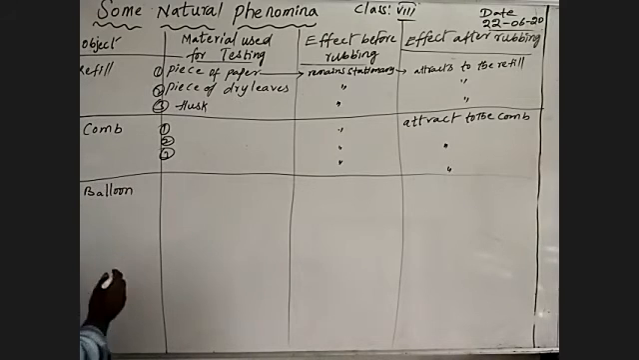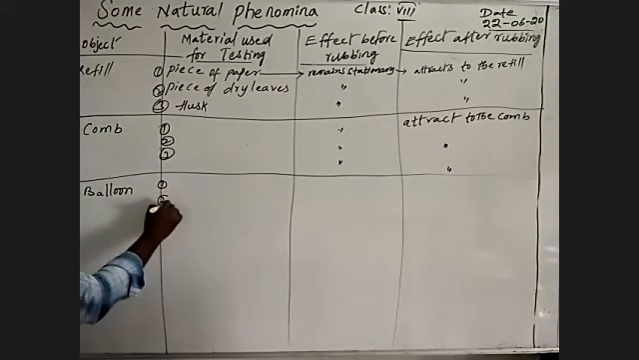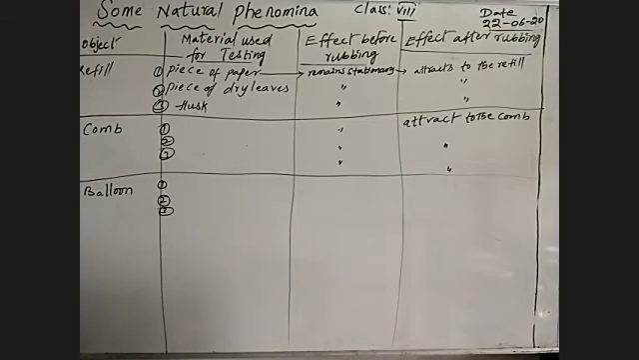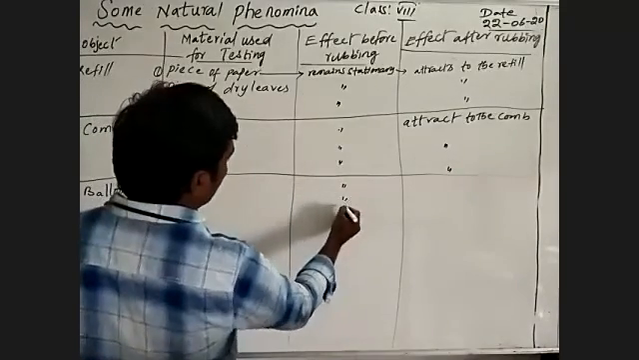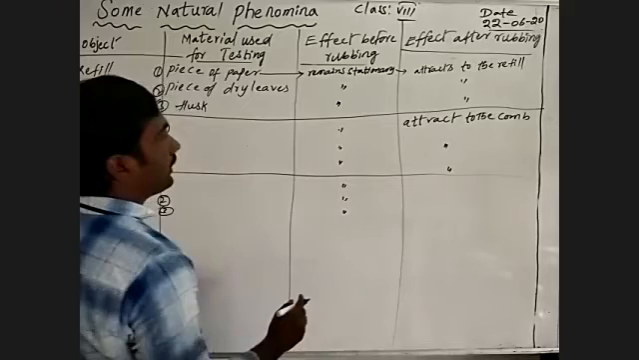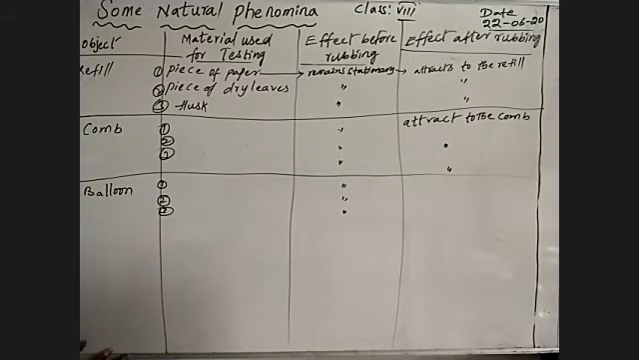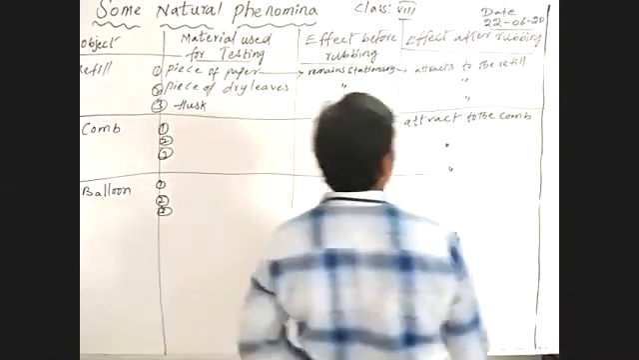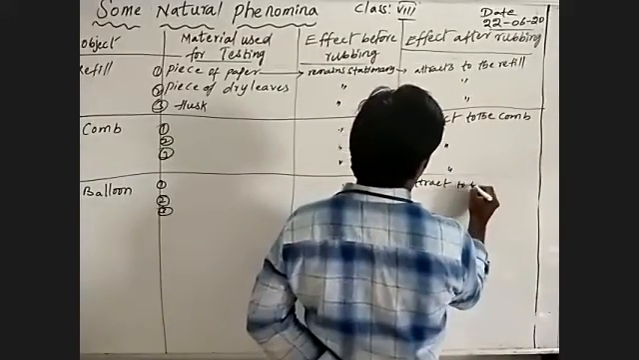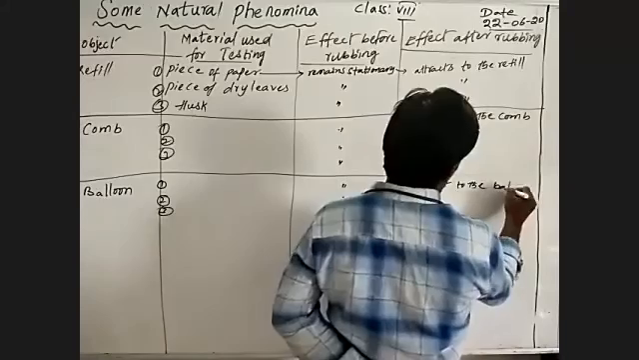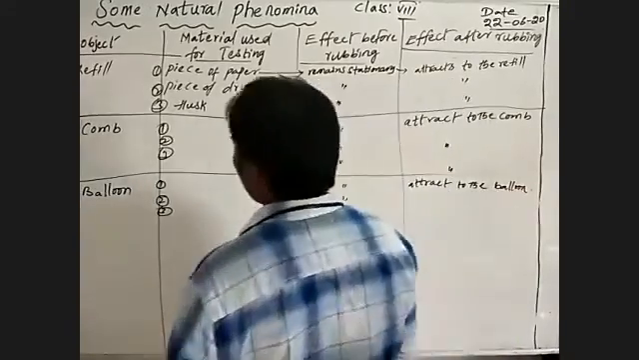What can you say? Balloon. Of course, the same things we are utilizing. Same as before the rubbing. Before the rubbing, what happens? Those are stationary. Stationary means at rest. There is no attraction between those. After rubbing, we know well that those can attract to the balloon.